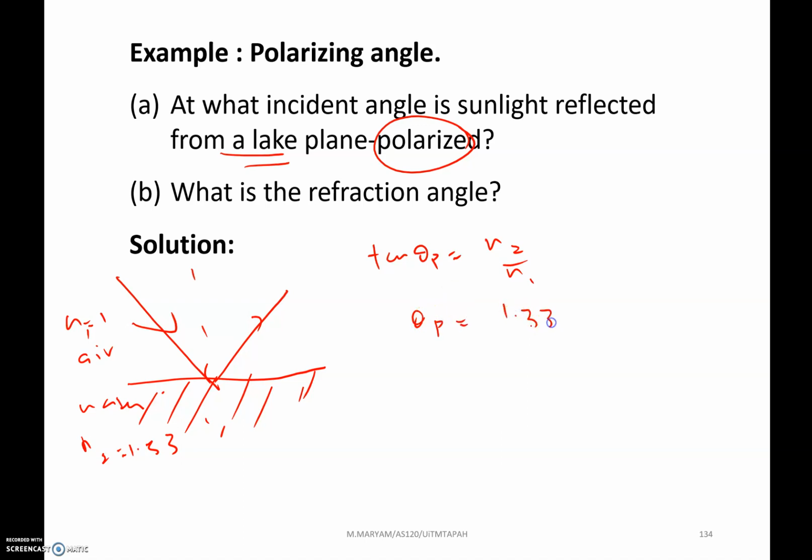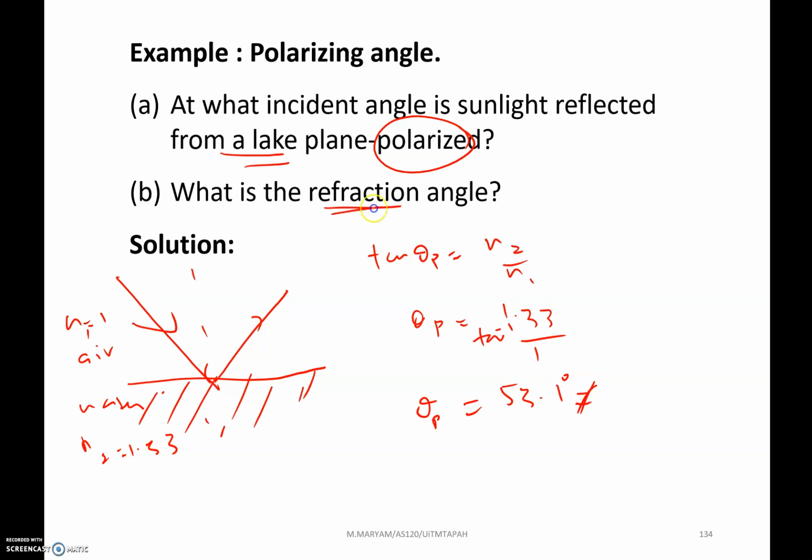N2 is 1.33 divided by 1. Don't forget your tangent, and you will get 53.1 degrees. So this will be your Brewster's angle.